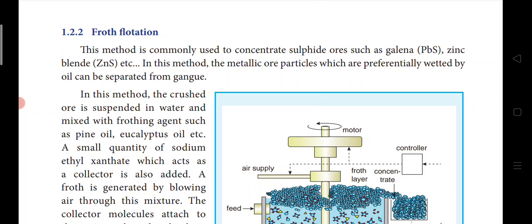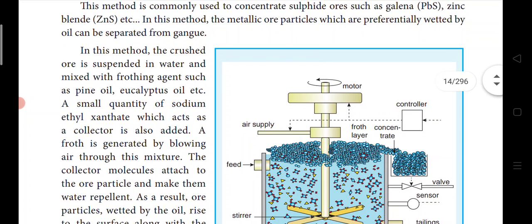In this method, the metallic ore particles which are preferentially wetted by oil can be separated from the gangue. So, very important, froth flotation can be used only for sulfide ores. Here we have to wet the ores with oil to get them separated from the gangue. You all know what is meant by gangue. What is gangue? All the siliceous material, rocky impurities, and non-metallic impurities, we call it gangue. So to remove those gangue particles, we have to mix the ore with the oil.